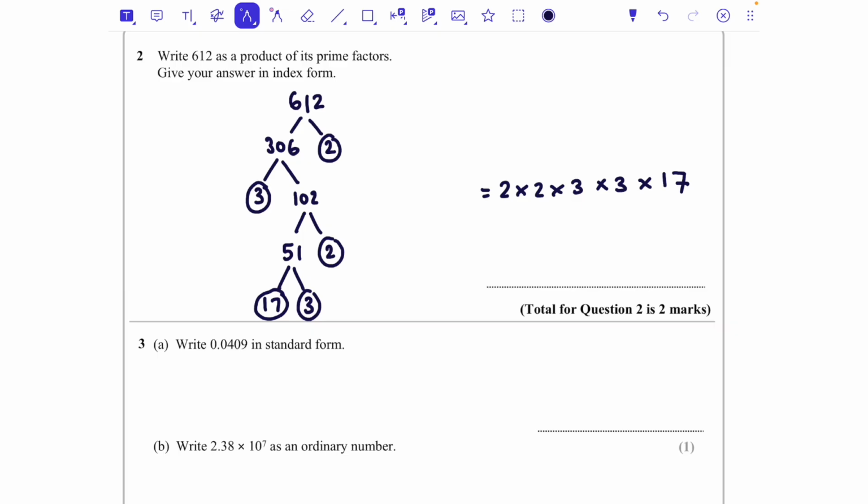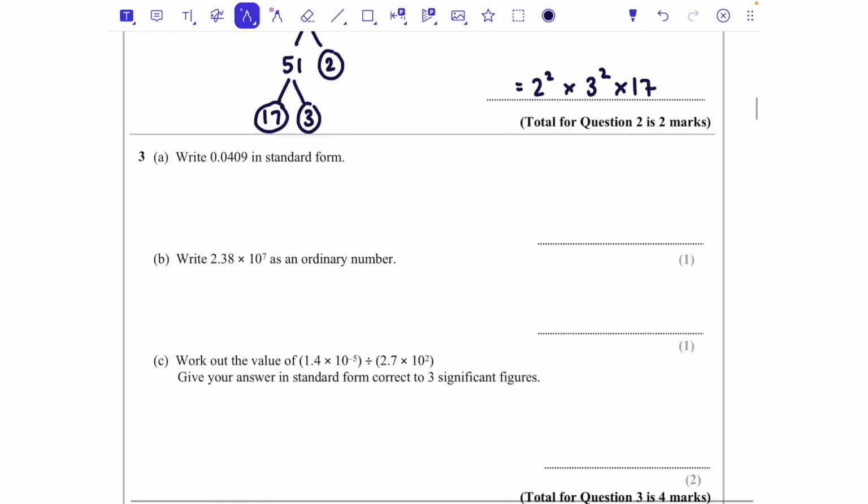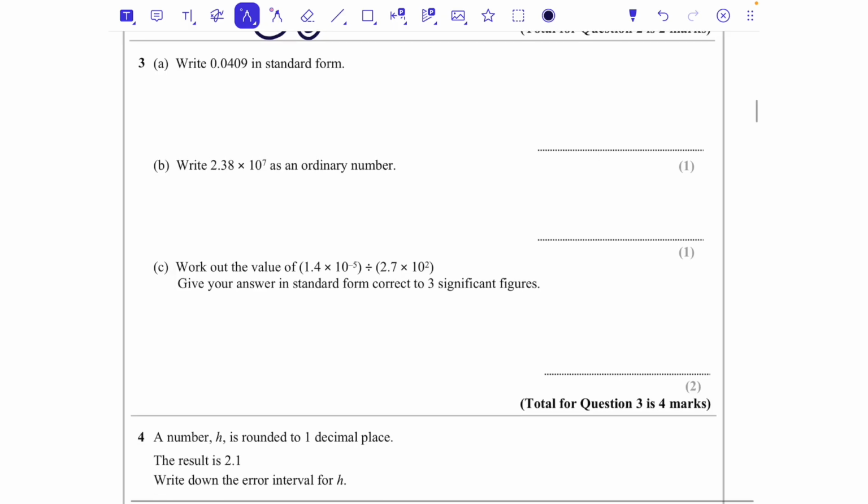Now, to get full marks here, we need to give our answer in index form. So we're going to write 2 squared times 3 squared times 17. You don't always get that second line, but if you do, you need to write the powers. Okay, question number 3. Write 0.0409 in standard form.